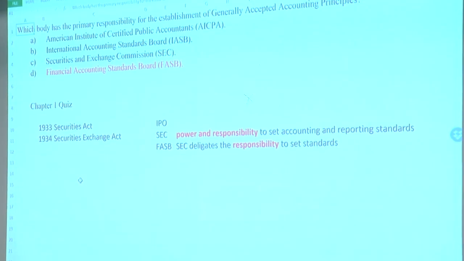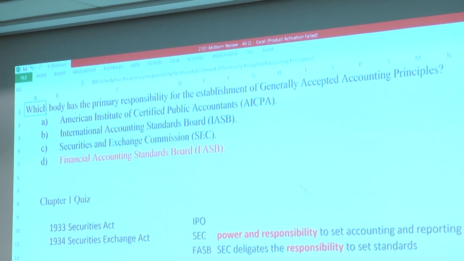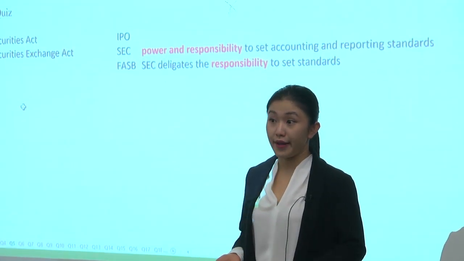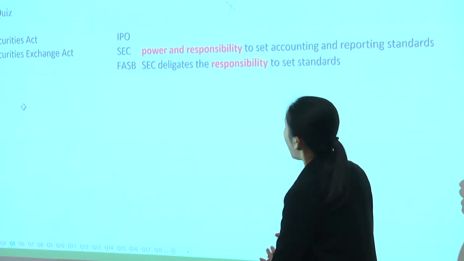Question 5. Which body has the primary responsibility for the establishment of generally accepted accounting principles? Generally accepted accounting principles, or GAAP, are the rules that every company has to follow in terms of preparing the financial reports, meaning annual report, quarterly report, everything.